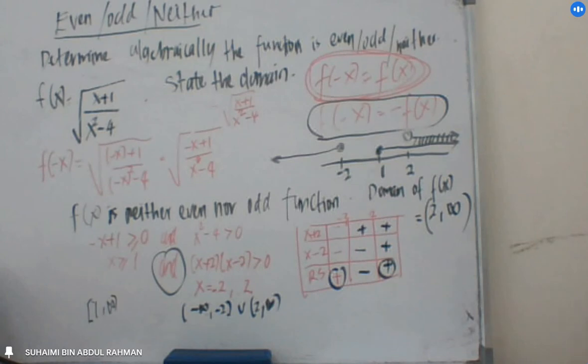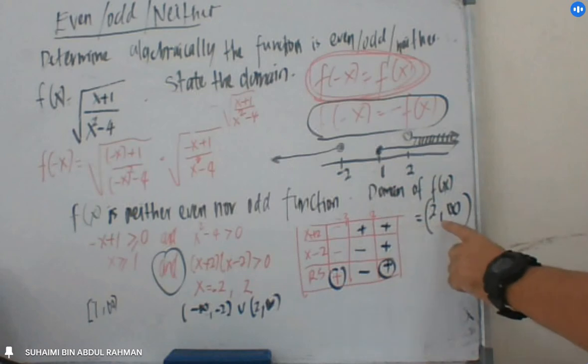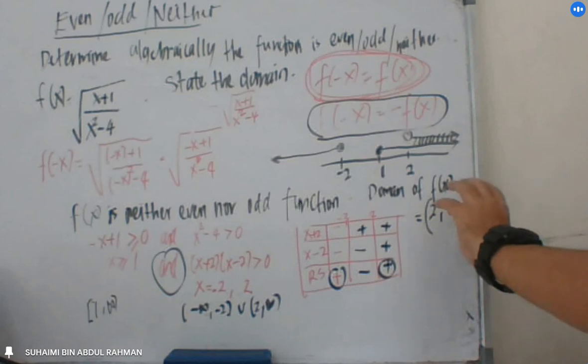So, two parts of this question. The first part is to determine whether the function is even or odd. The second part is to find the domain of the function, like what we did last week. The domain we get is from 2 to infinity. We want to make sure whether it is correct or not.